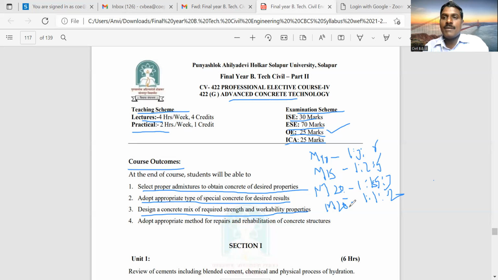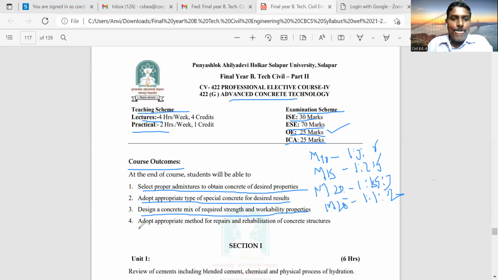How much proportion of cement, how much proportion of sand, and how much proportion of aggregate we have to use for M30 grade or M40 grade depends upon some properties or parameters that we have to study. So this is the third outcome you will get from this particular subject.